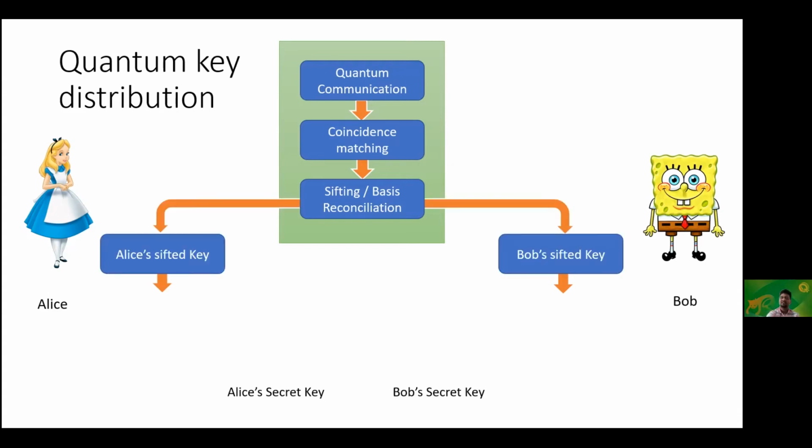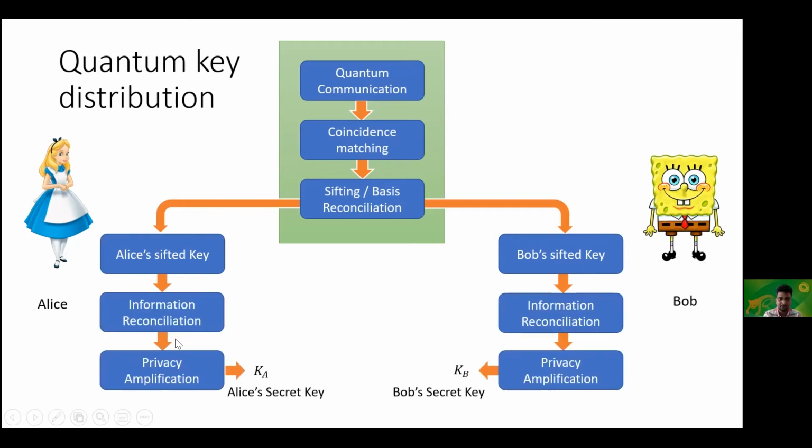So after measuring, they do something called basis reconciliation. We will see how it is done. After that, Alice and Bob have shifted keys. They perform something called information reconciliation and then privacy amplification, and then as output, Alice outputs key Ka, Bob outputs Kb. If the protocol is correct, then Ka is equal to Kb. So in this protocol, we can see that by just running it, Alice and Bob were able to establish a secret key between them, and we are not using any prime factorization, which is broken.